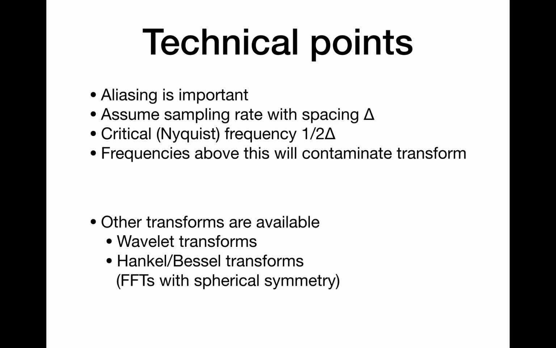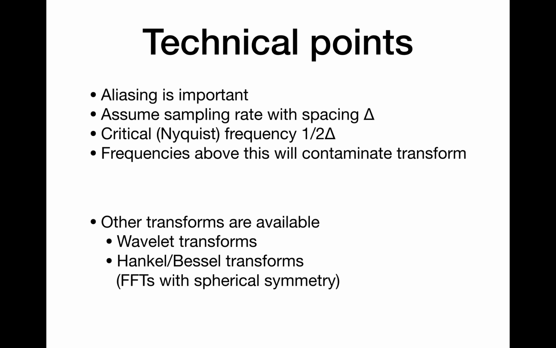There are other transforms which are available. There's a set of transforms called wavelet transforms, which are in use in certain areas, often in image processing. The maths is a little bit more complex, but they have certain rather useful features. In particular, wavelets themselves are optimally localized in both real and transform space, Fourier transform space. So they can be very good in terms of representing your data in a compact way in both real and reciprocal space, real and Fourier space.